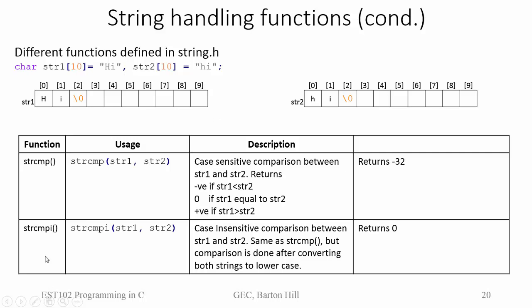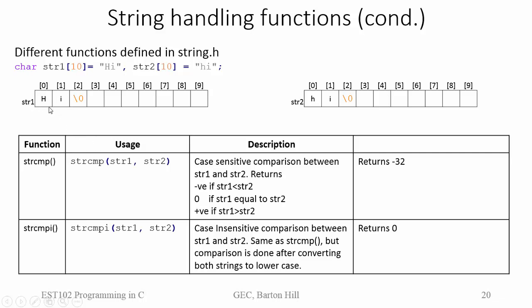Now we have strcmpi. It has the same usage as strcmp: strcmpi inside parenthesis str1 comma str2. This strcmpi performs case insensitive comparison, and it is almost the same as strcmp. The only difference is that before performing the comparison, both the strings are converted to lowercase. For example, if we are considering this and this, strcmpi will convert this capital "Hi" into small "hi". So this str1 will also have small h and i.